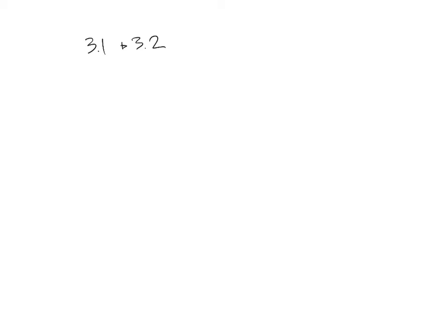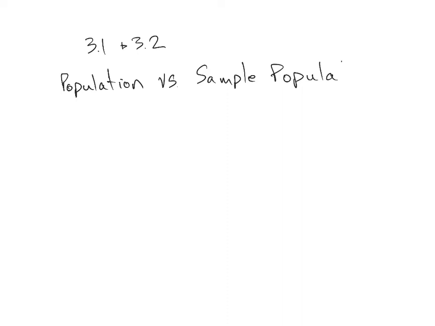So 3.1 is about population versus sample population. And it's really simple. The issue is, do you understand what it is you're finding when you do a sample of the population? So the population is the total. It's everything. The sample population is just a part of the population.